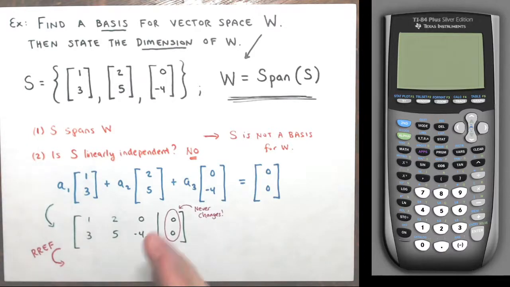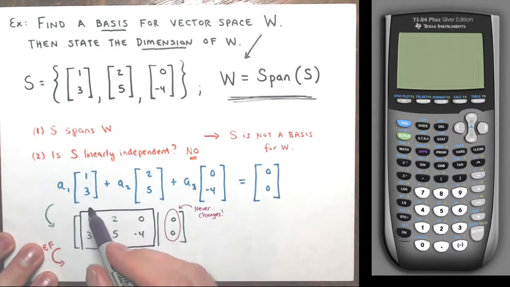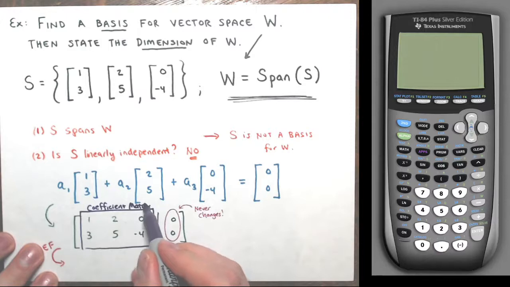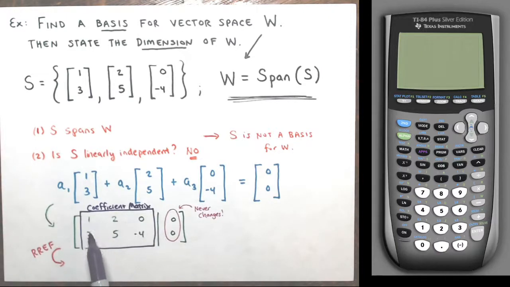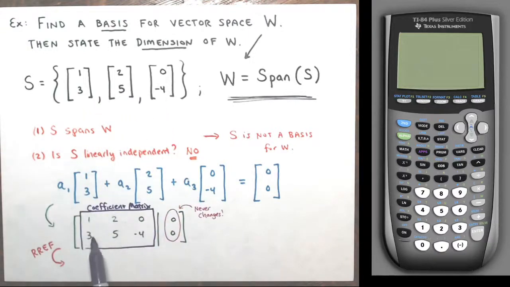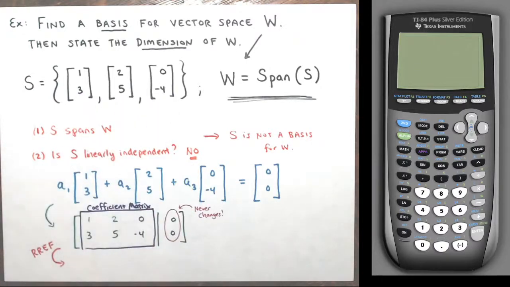So instead of writing that bar and that last column of zeros, I'm just going to focus on the coefficient matrix, and putting this in reduced row echelon form. And do you notice how the columns of the coefficient matrix are simply the vectors of S? So we'll simply make a matrix with the columns being the vectors of S and put it in reduced row echelon form.